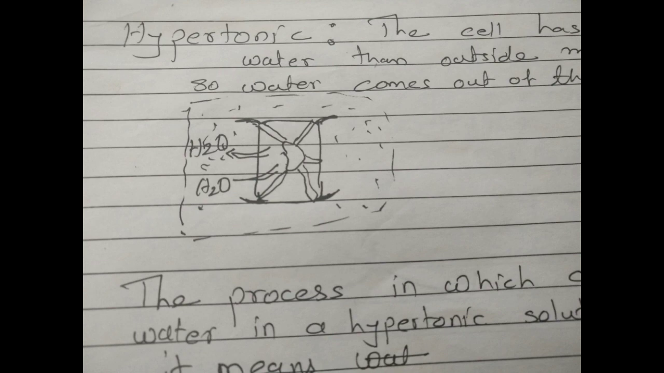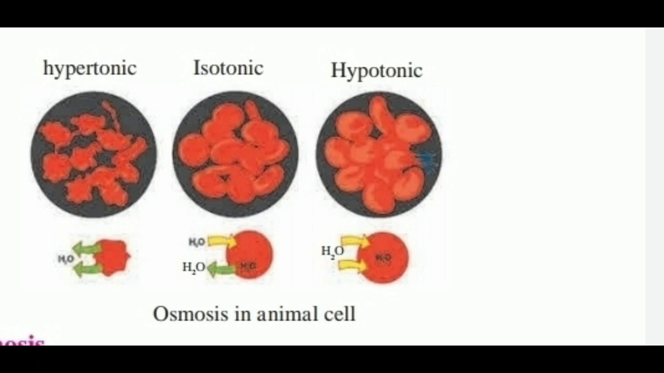In hypertonic osmosis, the size of the cell becomes small. In hypotonic, the size becomes greater. While in isotonic, the size does not change. Osmosis happens in both animal cells and plant cells. This is an animal cell. The first one is hypertonic. Here the cell shrinks. In the second one, size remains as it is. While in hypotonic, that is the third one, size becomes greater. Now we will observe in a plant cell.